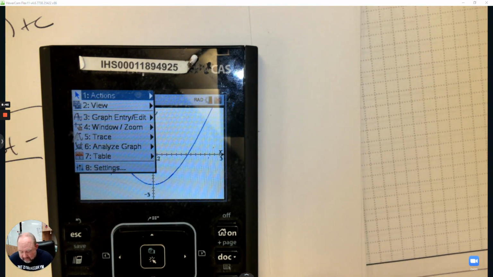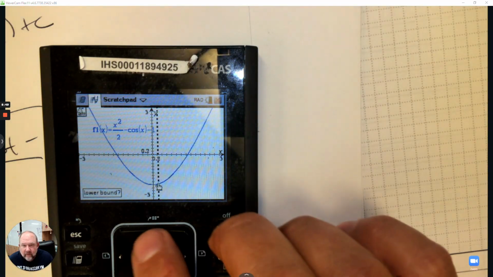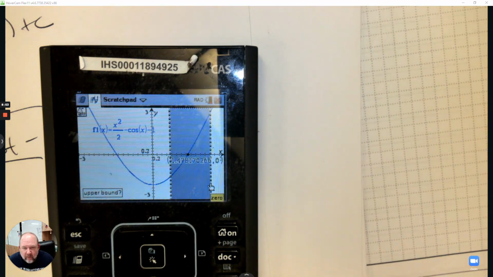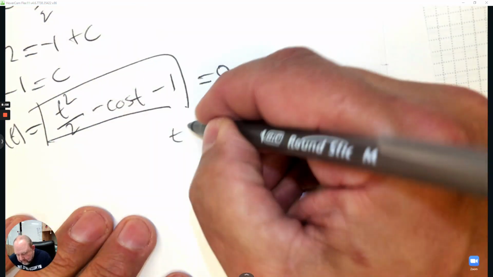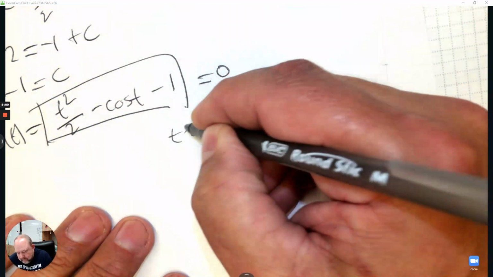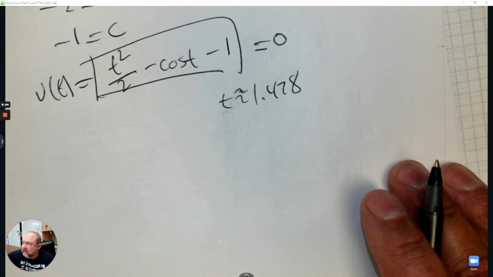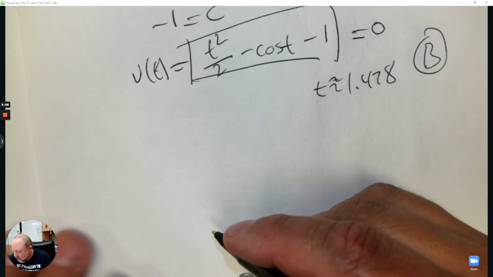So menu, analyze the 0. That's 1. So we're going to press down and then highlight over it, and you get 1.478. If you round it, the answer is B. All right, 2 more left.